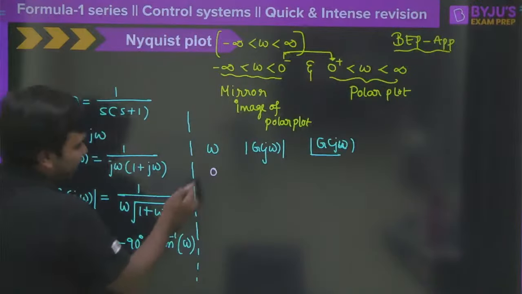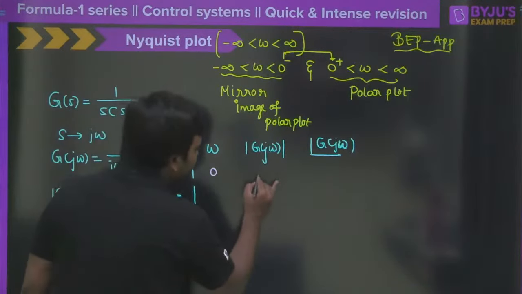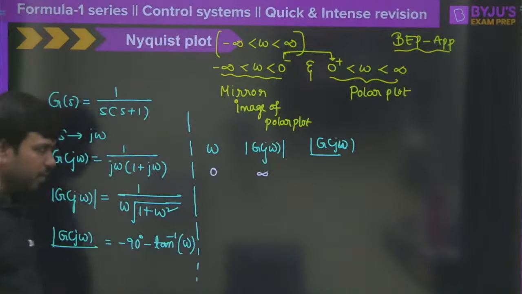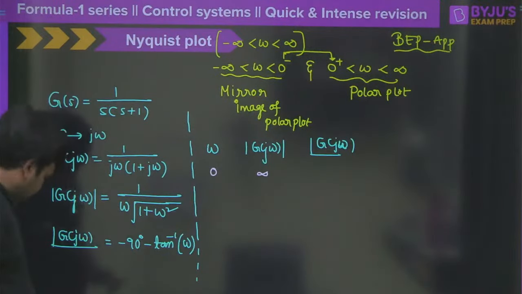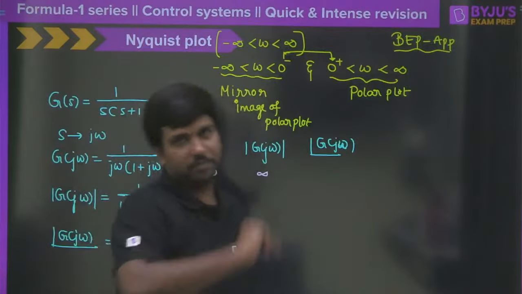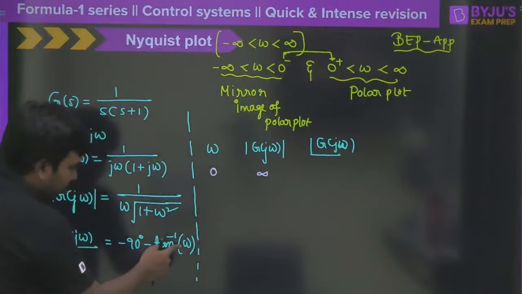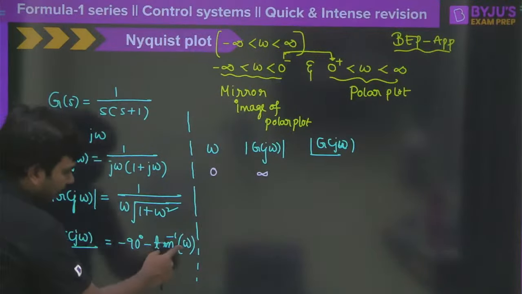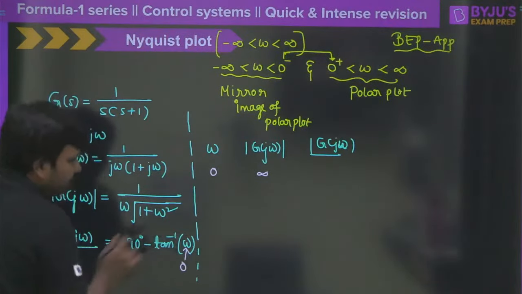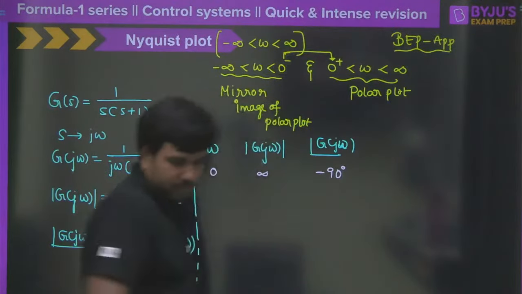But please focus here. Omega is equal to 0. What is the magnitude here? If we put omega equal to 0, then it looks like infinite here. Correct? Simple. If the magnitude at low frequency is equal to infinity, it means it is a pole dominated system. What about the phase here? Substitute omega equal to 0. Tan inverse of 0 will be 0. Minus 90 minus 0, obviously it will be minus 90 degrees only. Correct? Minus 90 degrees.